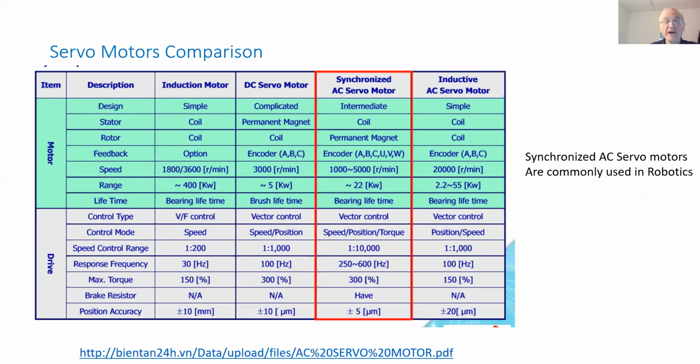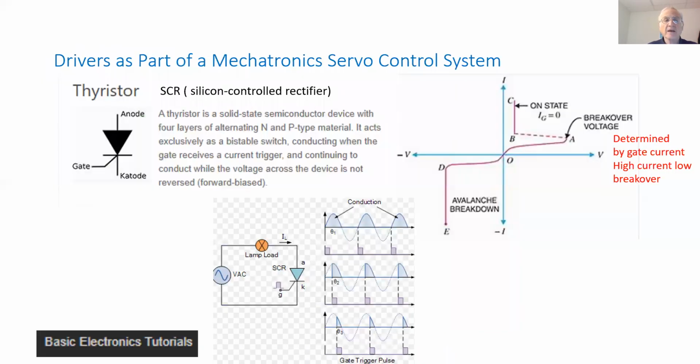They also have brake resistance. By short-circuiting the coils, we can generate back EMF that actually helps to stop the motor very quickly. And their precision is the highest. You see that the accuracy is on the order of a micron. So that's why the AC servo motor is most commonly used in mechatronics in industry.